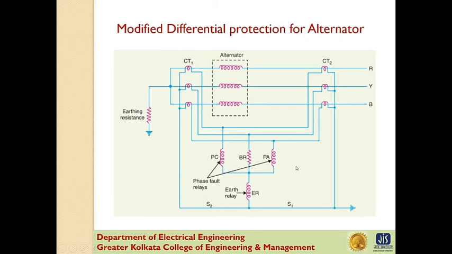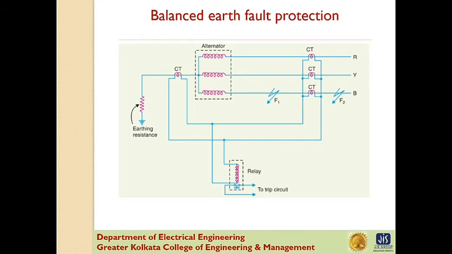Next one is the balanced earth fault protection. Now, in small size alternators, the neutral ends of the three-phase winding are often connected internally to a single terminal. So, three phases are not available outside the machine. Therefore, it is not possible to use the Merz-Price circulating current principle because there are no facilities for accommodating the necessary current transformer in the neutral connection of each phase winding.